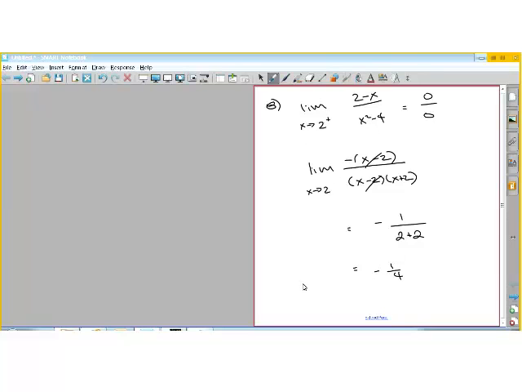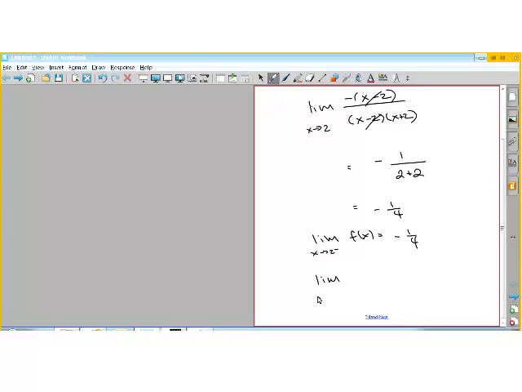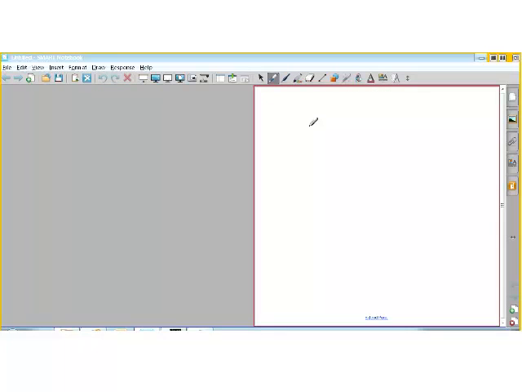And the same would be true, that the limit as x approaches 2 from the negative side of the same function is also negative 1/4. And we can also say that the limit as x approaches 2 of f of x is also negative 1/4, because these two are true. So since the limit is the same coming from both sides, then the limit exists.